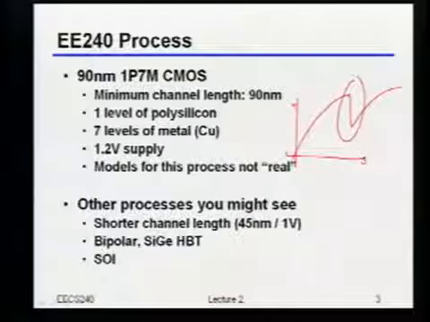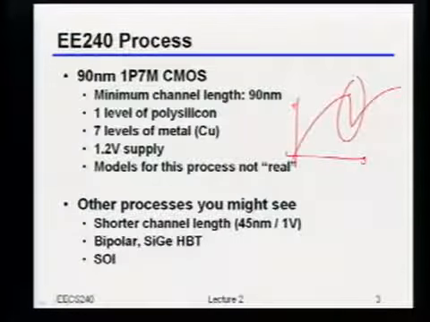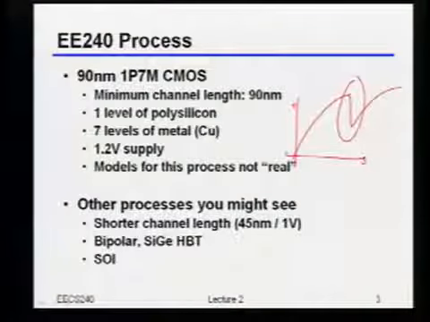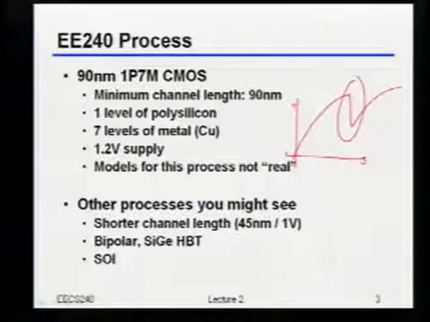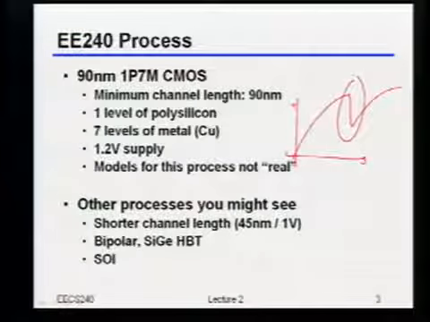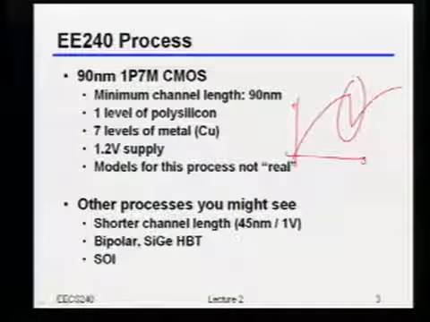So in terms of what this thing is going to be, as I mentioned, it's a 90 nanometer process. That means the minimum channel length, at least the one that you specify in the model, is 90 nanometers. I'm going to give you one level of polysilicon. In some processes, you get more than that. We'll talk about why in a second. There's 7 layers of interconnect.